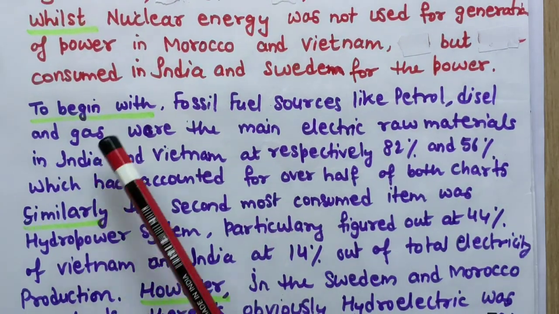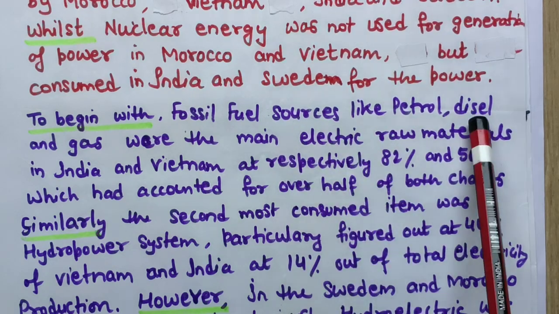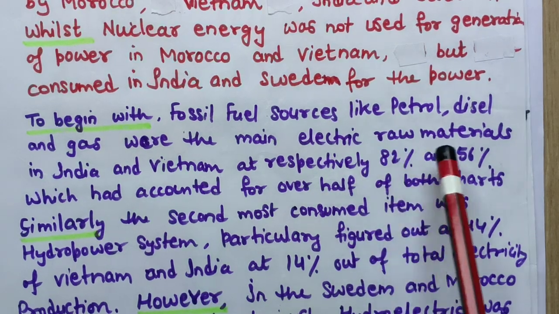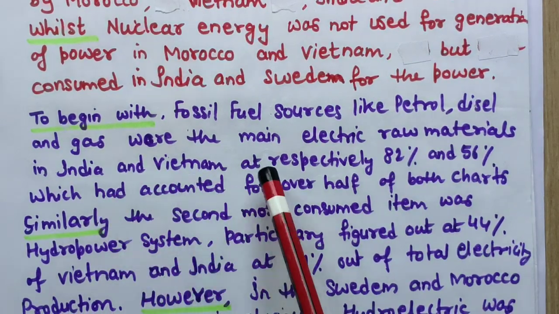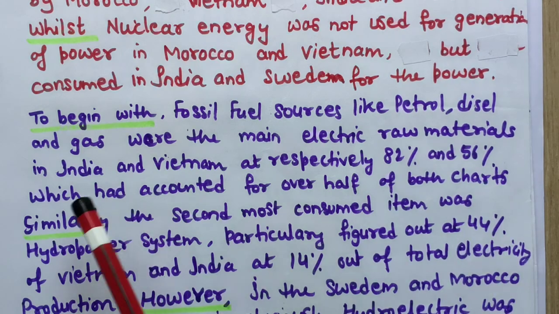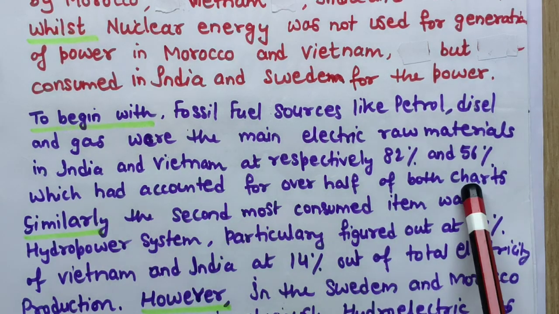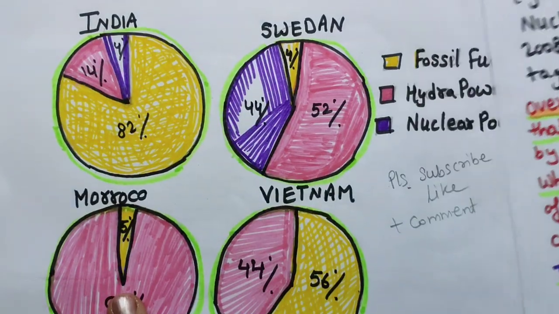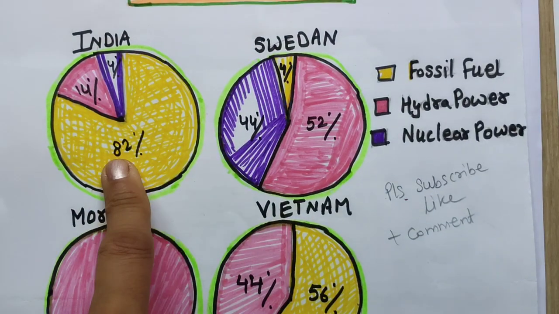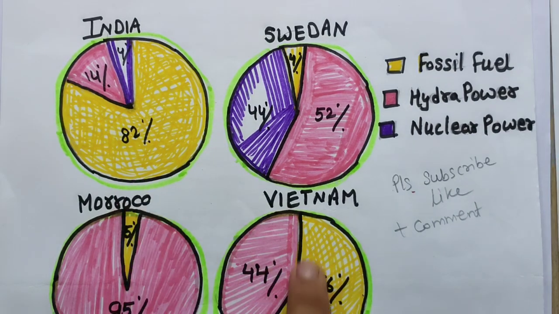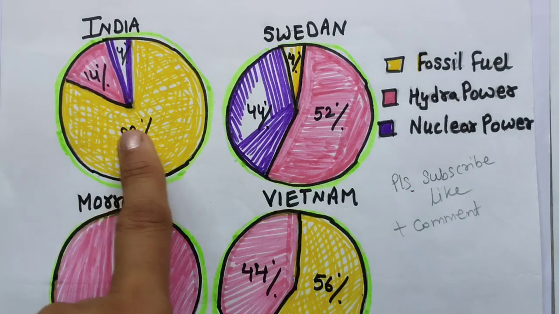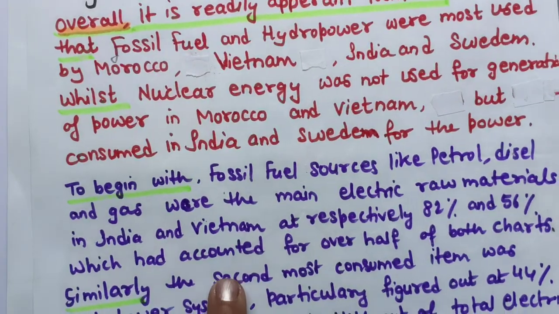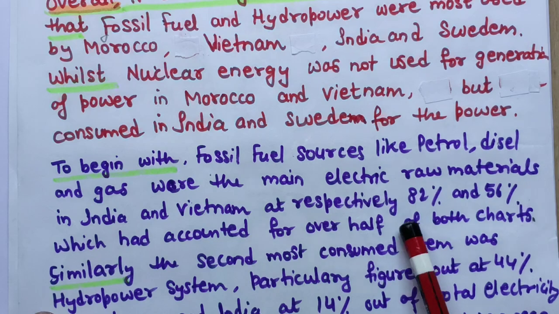See this. To begin with, fossil fuel sources like petrol, diesel, I know the diesel spelling is wrong, E should be here, and gas were the main electric raw materials in India and Vietnam at 82% and 56% respectively, which had accounted for over half of both the charts. So full stop is there. For fossil fuel, see what I have written. This is number 1, this is number 2. Over half of the chart, and here it is also almost over half of the chart. That's why I have given this language, which had accounted for over half of both the charts.